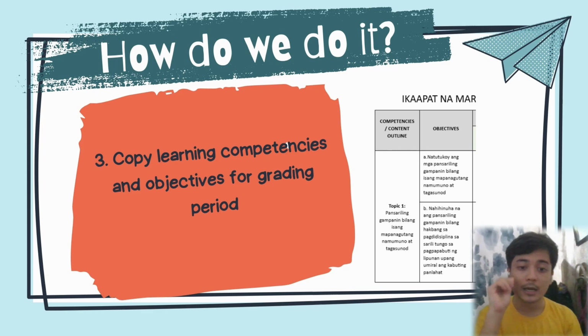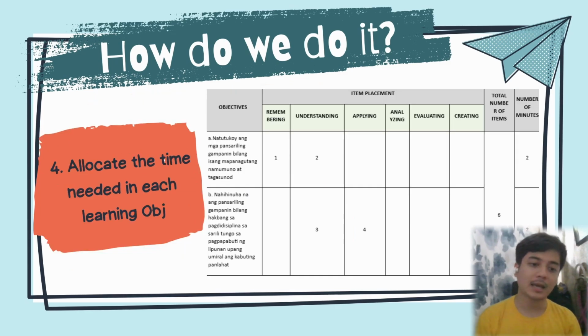So as you can see, competencies, content, outline, topic 1, and then there are objectives right next to it. Next, allocate the needed time in each learning objective. This depends on what type of exam you're doing, but it is suggested for lower order thinking questions to be one question per minute. In this example, we placed 2 minutes for the first objective, 2 minutes for the second objective, and another 2 minutes for the last objective.